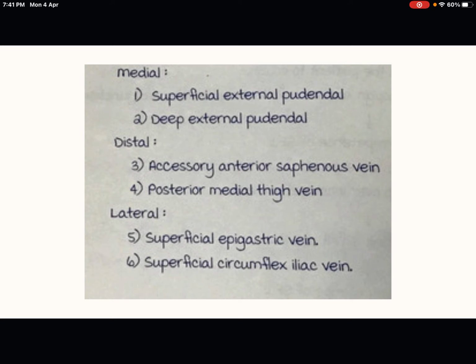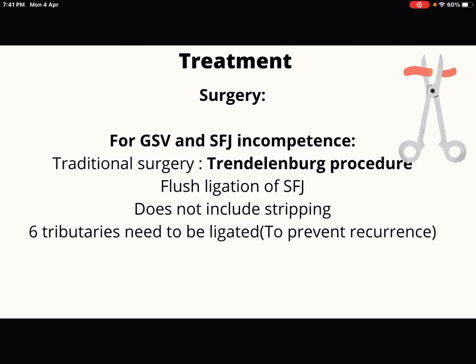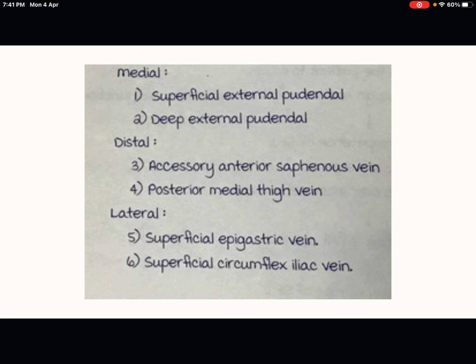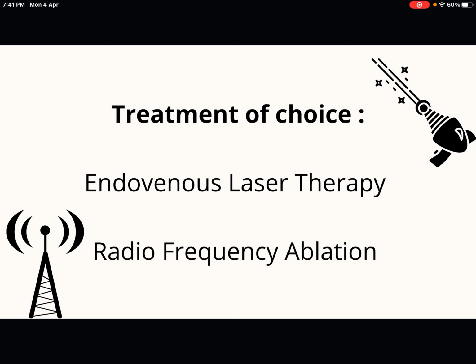I think the medial is very easy to remember. Medial: superficial external pudendal and deep external pudendal. Distal: accessory anterior saphenous vein and posterior medial thigh vein. Lateral: superficial epigastric vein and superficial circumflex iliac vein. You have to remember this and write it for the examination. What are the tributaries that are ligated in the Trendelenburg procedure? Just read it once again and keep it in mind.